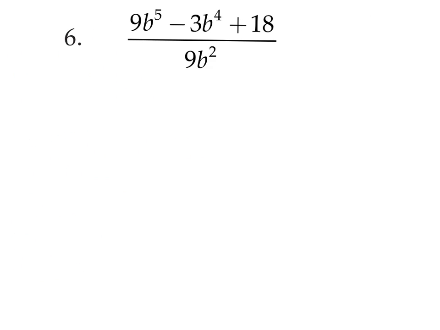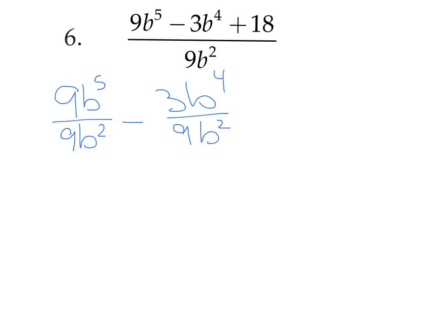In number 6, we're going to have 3 terms. 9b to the 5th over 9b squared minus 3b to the 4th over 9b squared plus 18 over 9b squared. And then we're going to reduce each fraction. 9 over 9 reduces to make 1, so we don't need that. b to the 5th over b squared, subtract those exponents, you get b cubed, and they are on the top of the fraction, the numerator, so we would just have a 1 in the denominator, and we don't need it.